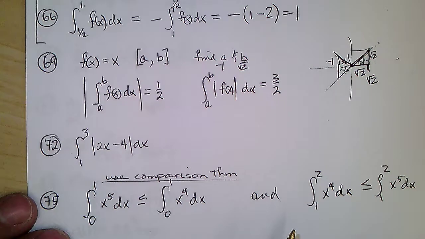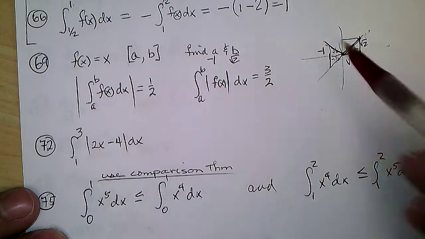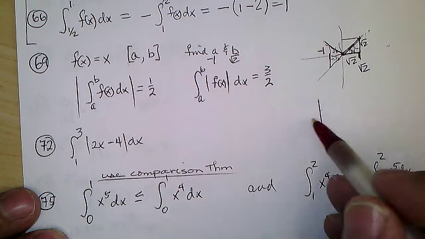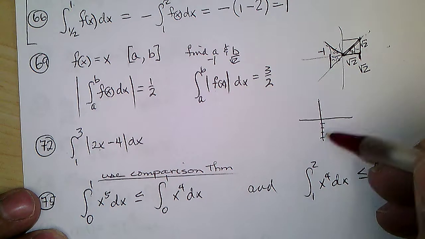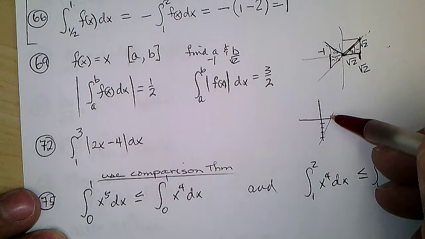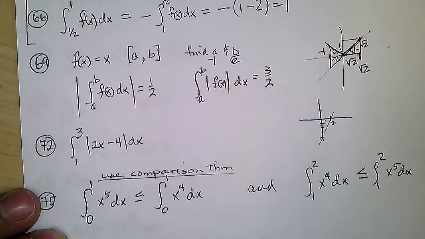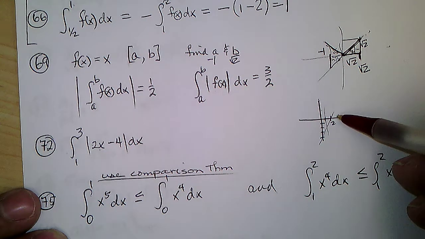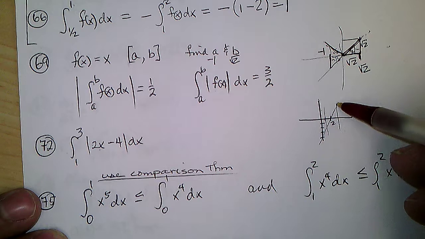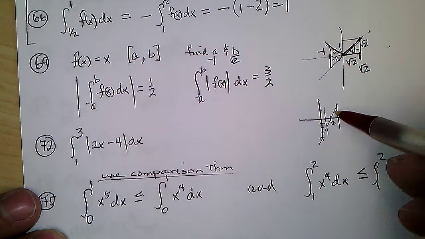72. Well, 2x minus 4 goes through minus 4 with a slope of 2, so it hits at 2. And if we're supposed to find the area from 1 to 3, we'd be finding this area plus this area.